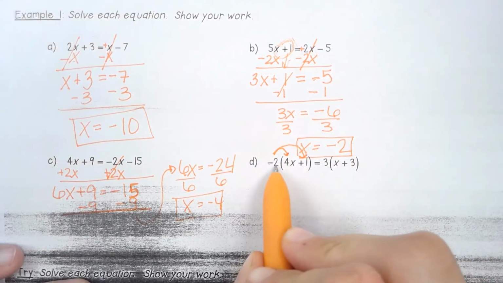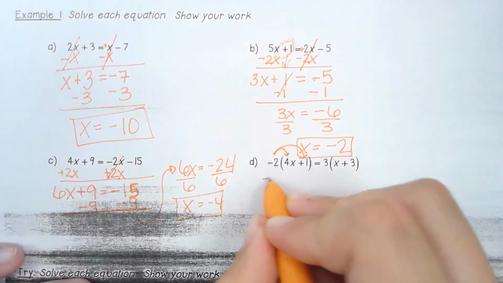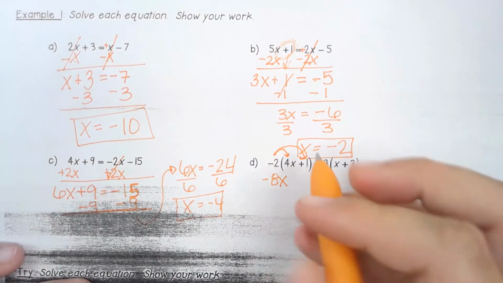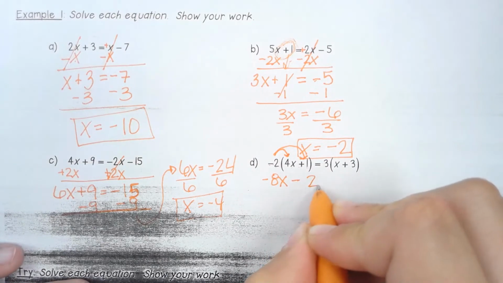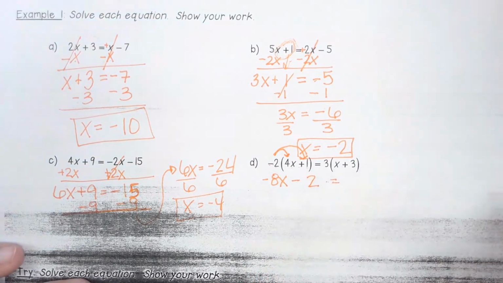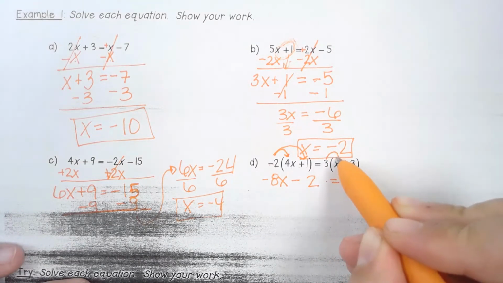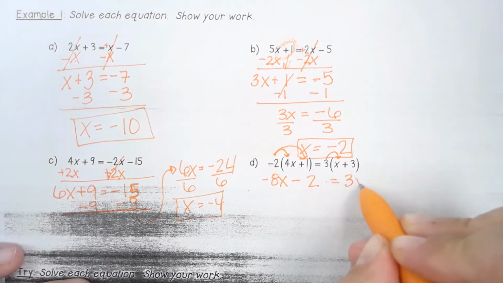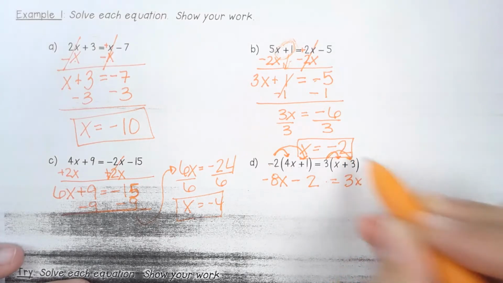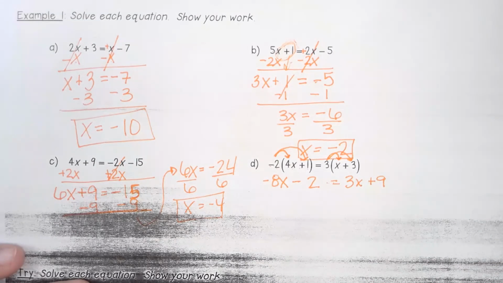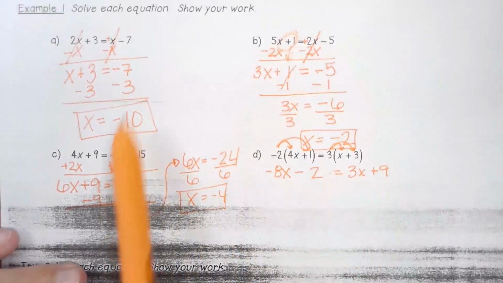So a -2 times a 4x is a -8x. And a -2 times a +1 is a -2. So I'm just going to write -2. Over on the right side, again, distributive property, 3 times x is 3x, and 3 times 3 is 9. Okay, so now that we have simplified, we can now just start solving this like the rest of these.